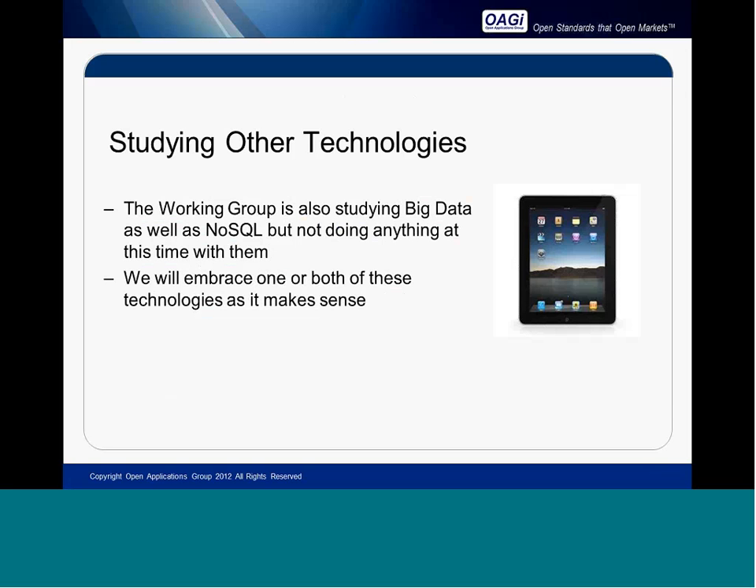So the working group is also looking at big data opportunities as well as NoSQL opportunities, but we are not doing anything with these technologies at this time. It's important, I think, we want to communicate to you that we continue to look forward in terms of ways that we can leverage the OAGIS data model, which has 16, 17 years of maturity, moving forward into new platforms and technologies.